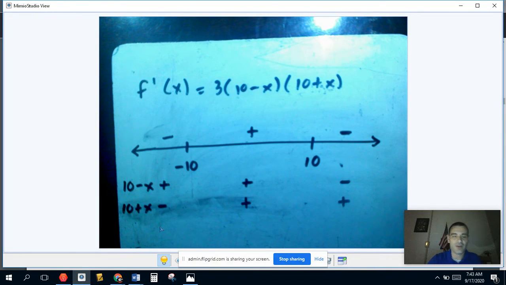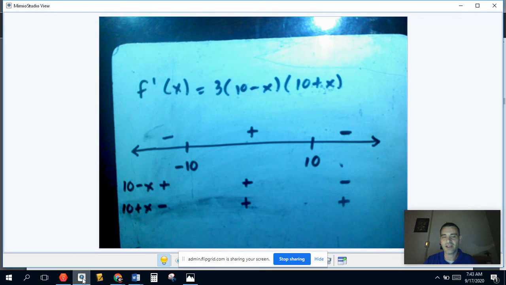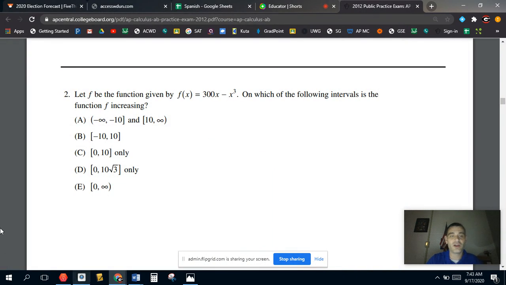So if you look back at the original question, when is it increasing? Well, the knowledge part is that it's increasing when the first derivative is positive. So that's going to be between negative 10 and 10 only. All right, so if you look, that would also be answer choice B for number 2.